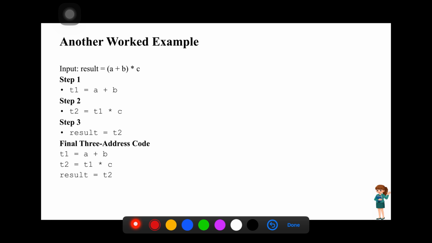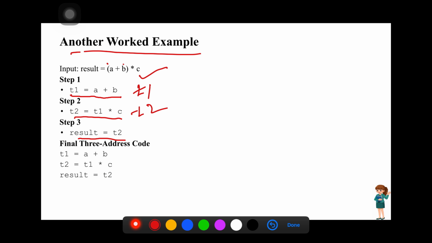Another worked example. Let's consider result equals (a plus b) into c. Here the parenthesis has the highest priority. So first we calculate a plus b, T1. Then we multiply the result by c, T2 equals T1 into C. Finally, we assign the result, result equals T2.